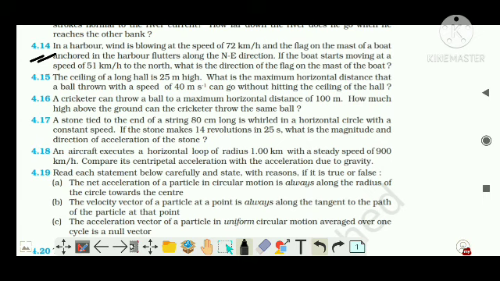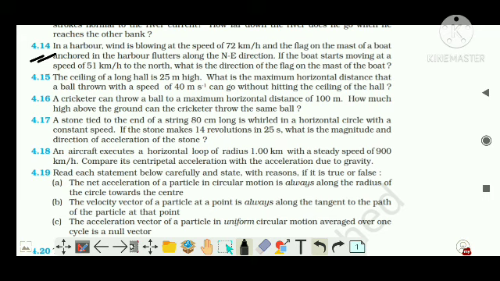So in a harbor, wind is blowing at a speed of 72 km per hour, and the flag on the mast of the boat anchored in the harbor flutters along the northwest direction, right? If the boat starts moving at a speed of 51 km per hour to the north, what is the direction of the flag on the mast of the boat?